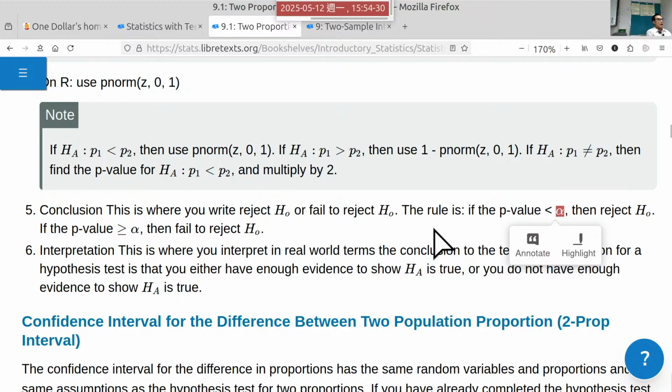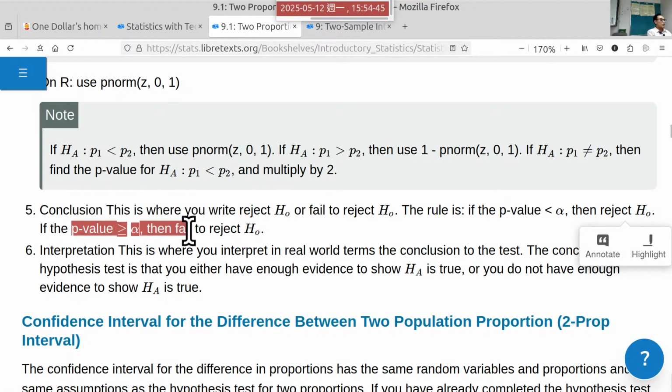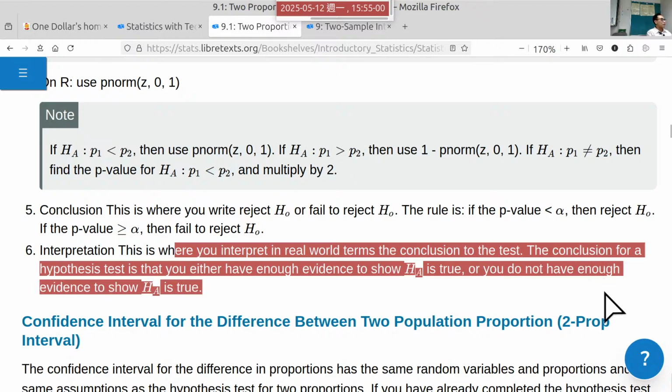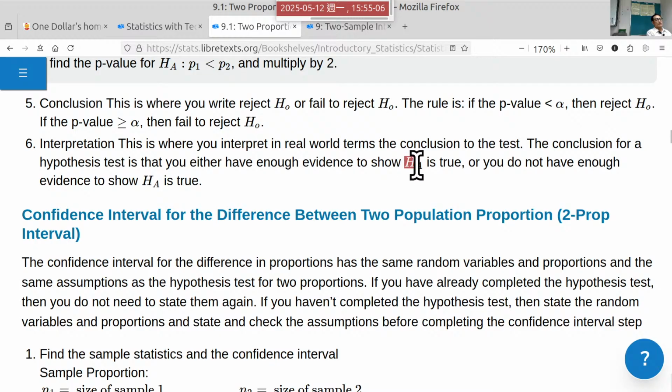After that, if we calculate the p-value that is smaller than alpha, then we can reject the null hypothesis. On the other side, if the p-value is greater than or equal to alpha, it means we fail to reject the null hypothesis. Okay. Interpretation: this is where you interpret in real-world terms the conclusion to the test. The conclusion for a hypothesis test is that you either have enough evidence to show the alternative hypothesis is true, or you do not have enough evidence to show that it is true.